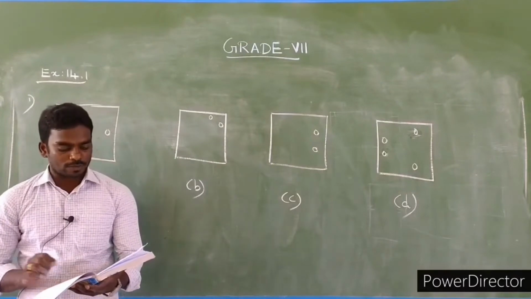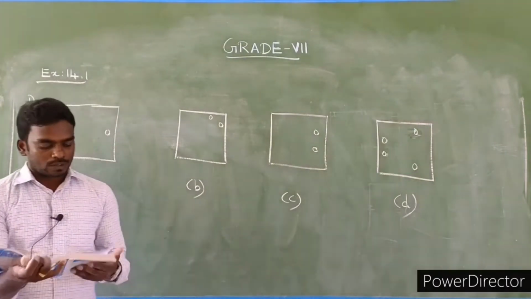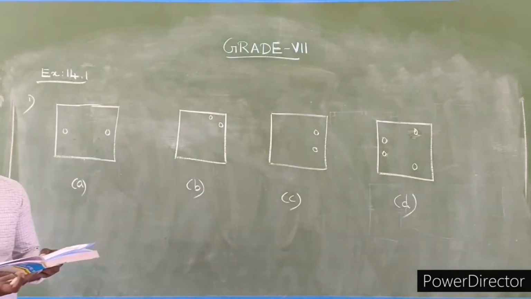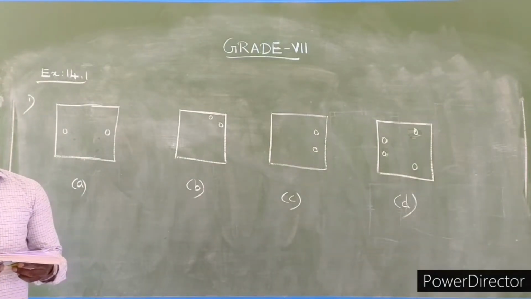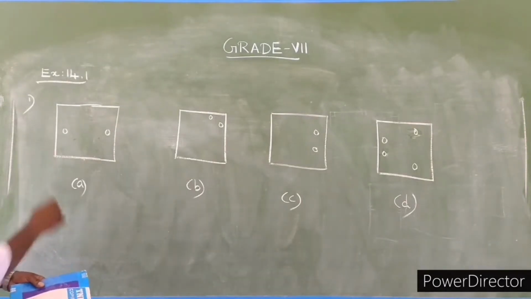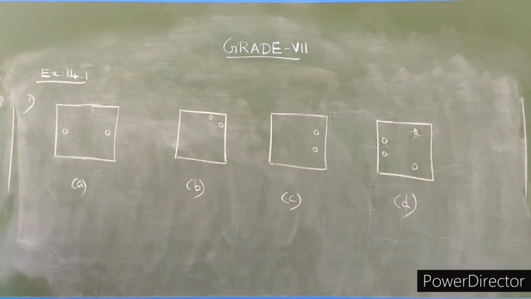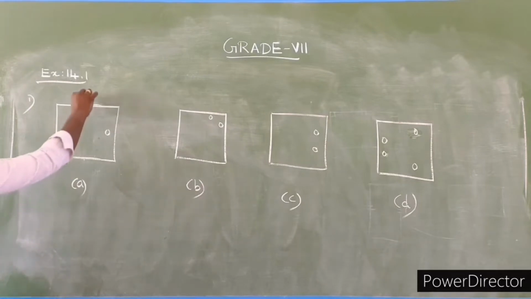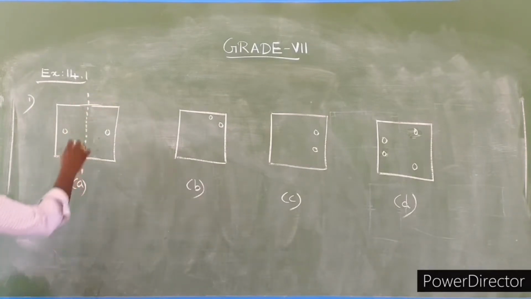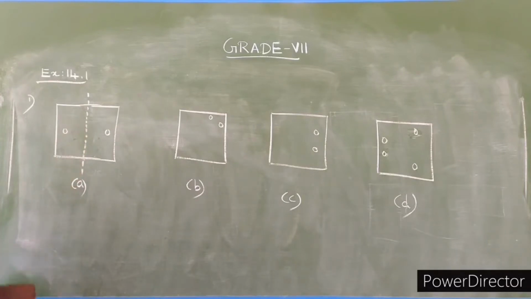Next, our Exercise 14.1, first question. Copy the figures with punched holes and find the axis of symmetry for the following. That means we want to draw the axis of symmetry. How do we draw the axis of symmetry? We can draw like this or like this. So this is an axis of symmetry for this square. Any other way to draw an axis of symmetry?